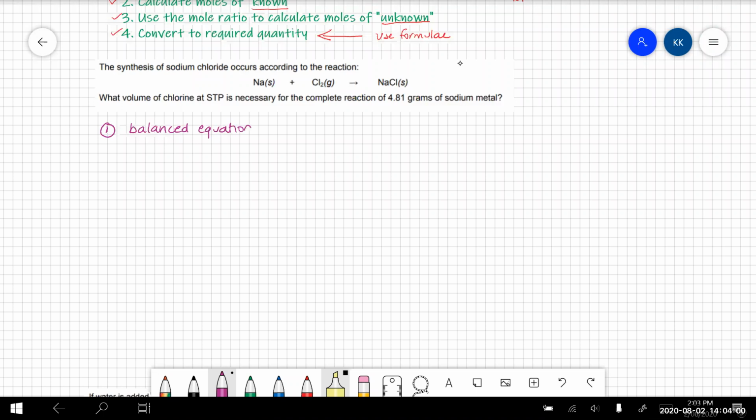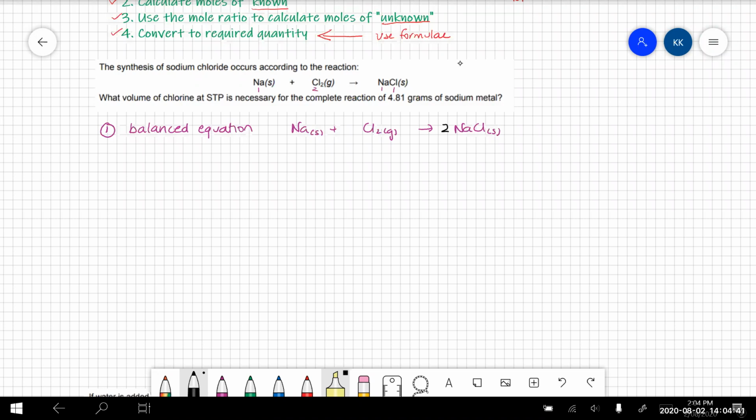Is that equation balanced? Well, I can see that I have 1 sodium and 2 chlorines here, and I have 1 sodium and 1 chlorine there. So no, that's not balanced. So I'm going to need to balance the equation. And I'm going to do that by saying I've got 2 chlorines on the left, but only 1 on the right. So I'm going to double the NaCl, the compound containing chlorine, over on the right. Now my chlorines are balanced.